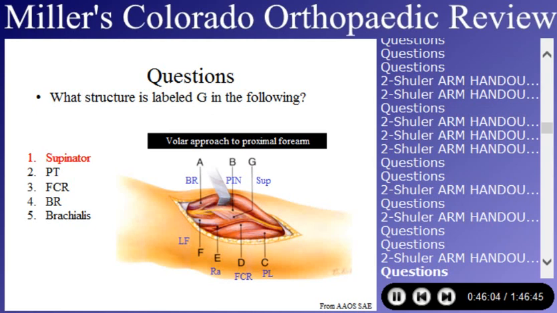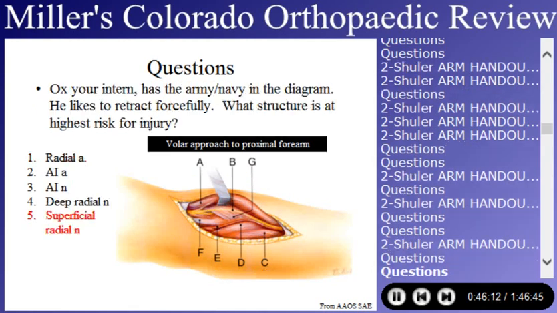Brachioradialis, don't forget, they love retraction questions. If you retract too hard on brachioradialis, superficial branch of the radial nerve you get. Ox, the intern, right there, Army, Navy in the diagram. He's pulling too dang hard. What structure is at highest risk for injury? Superficial radial nerve underneath the brachioradialis.